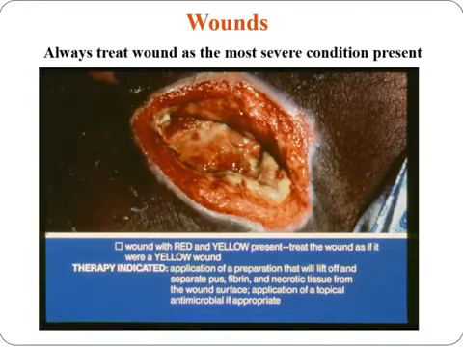Okay, so you always want to treat wounds as the most severe condition present. So in this wound you have some good and bad things going on, right? So we have some red and yellow. So our treatment is we need to take care of that yellow. We need to treat the worst issue of the wound. So in this case, we need to make sure that we are using something that's going to lift off that yellow tissue. And some sort of topical antimicrobial is probably what's going to need to be used.